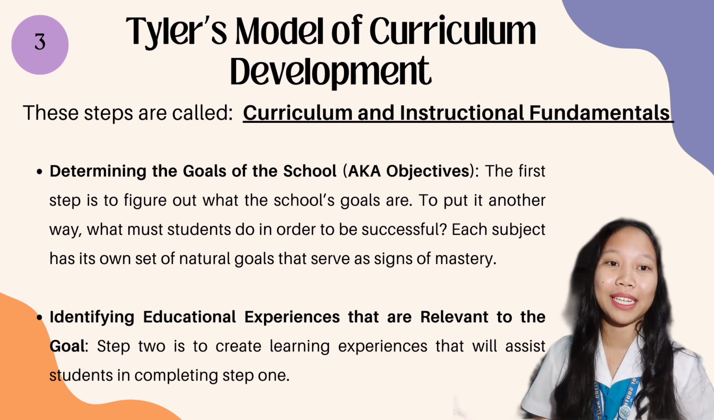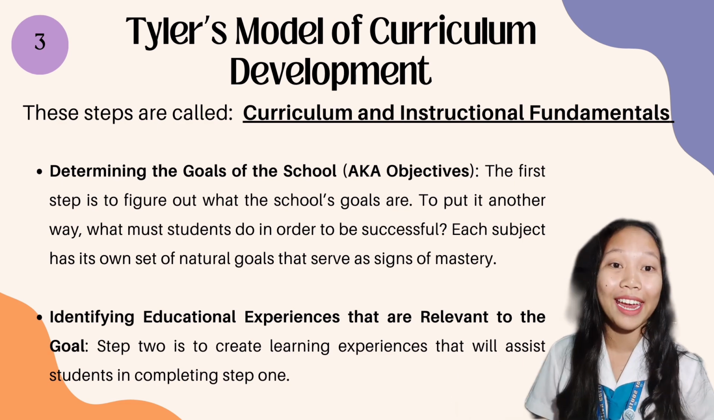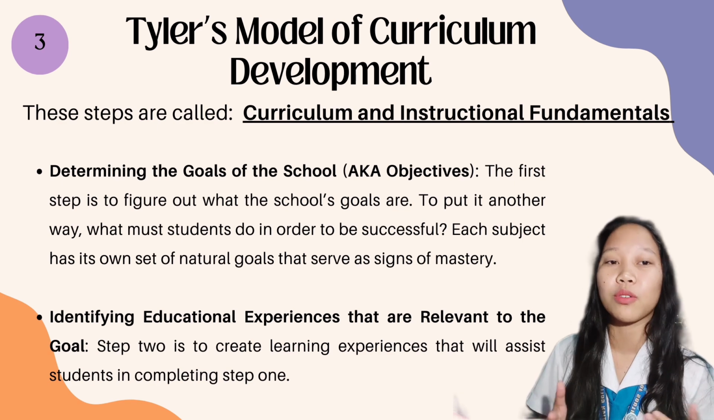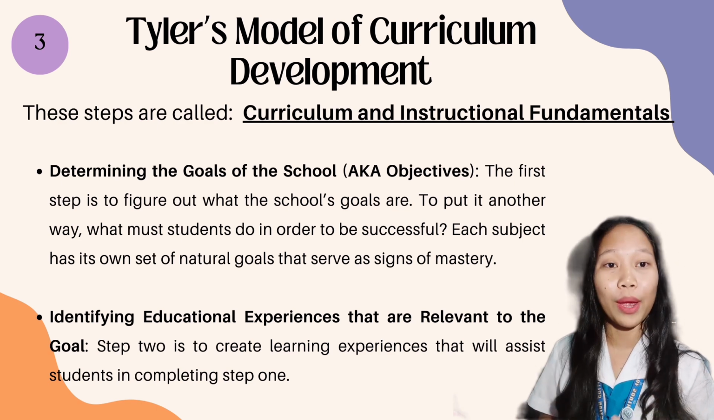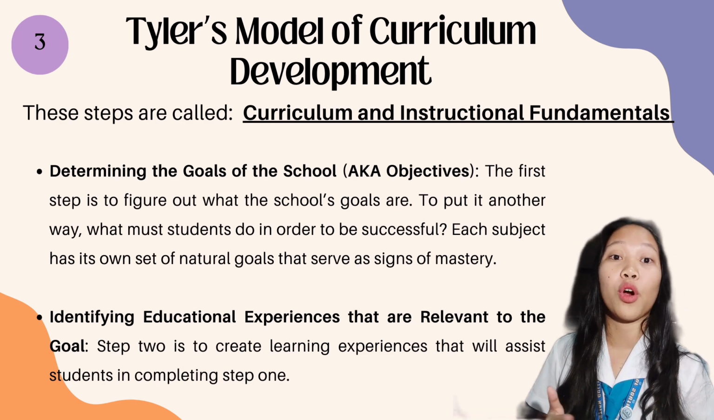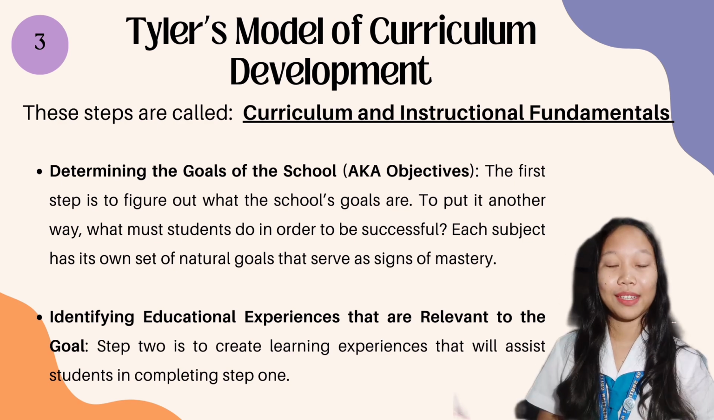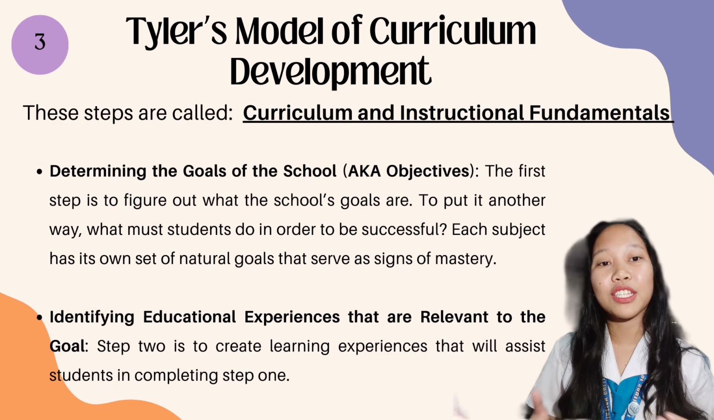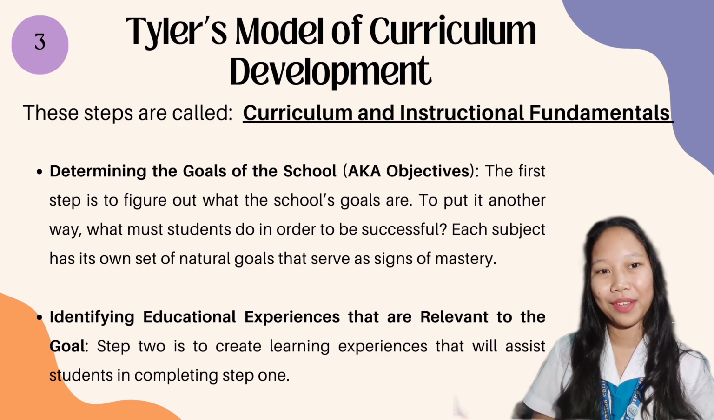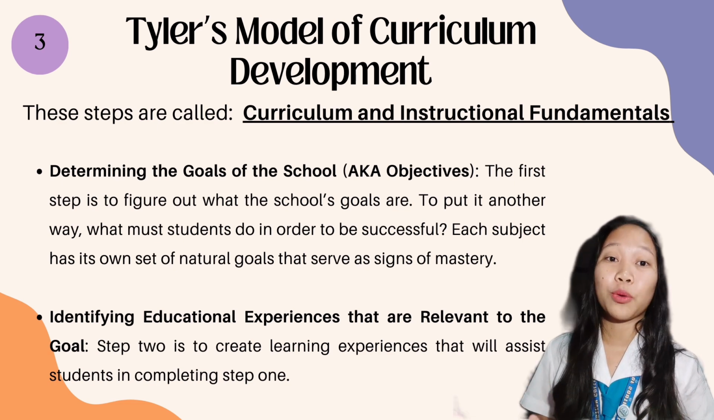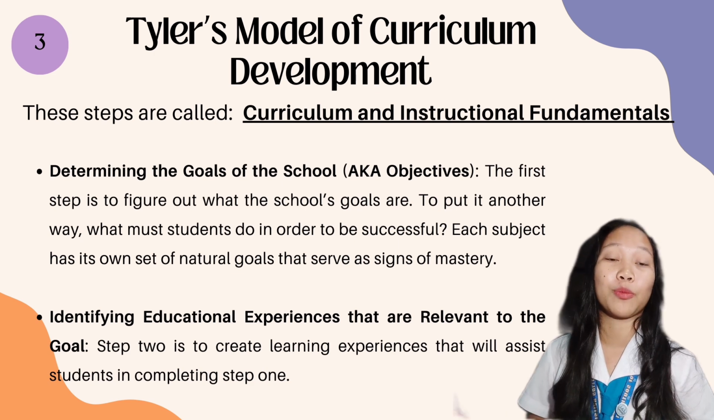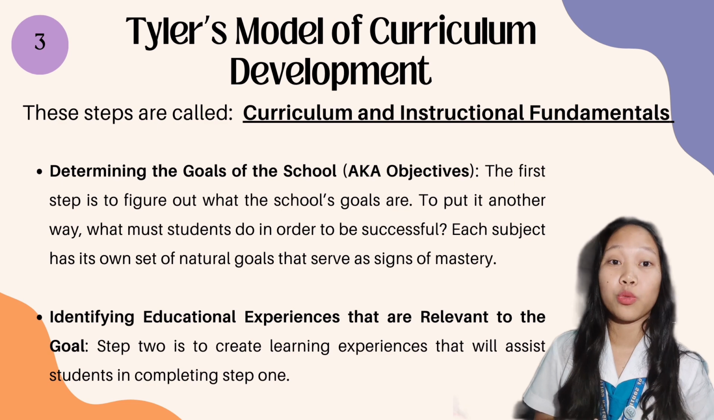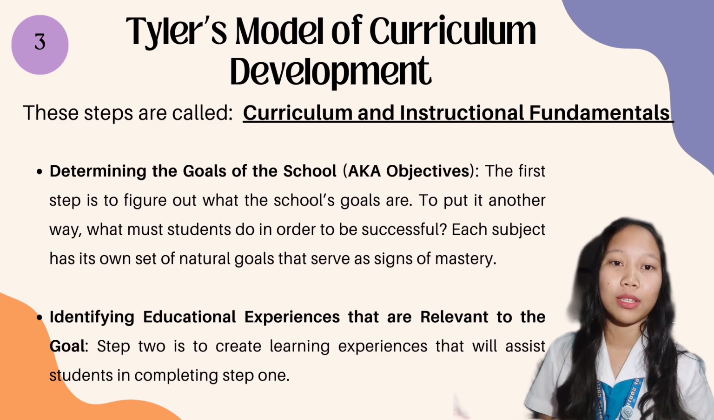First step is determining the goals of the school, aka objectives. The first step is to figure out what the school's goals are. To put it another way, what must students do in order to be successful? Each subject has its own set of natural goals that serve as signs of mastery. For instance, a school designing an English curriculum would set a goal for pupils to produce essays. This would be just one of the curriculum's numerous goals.